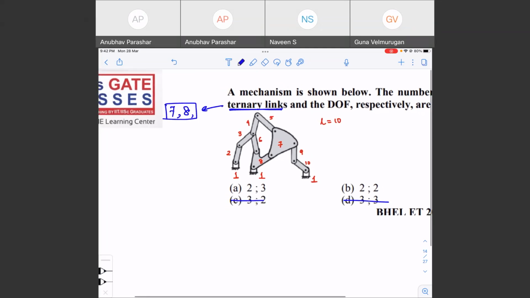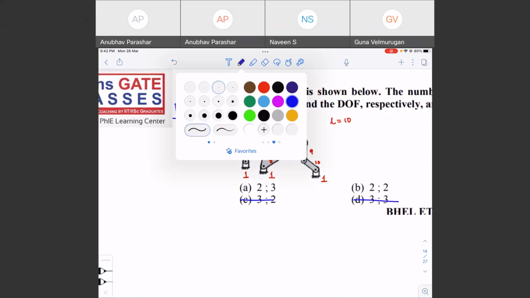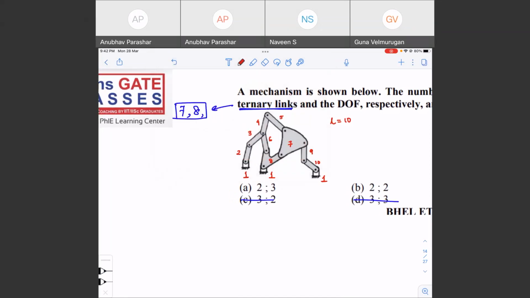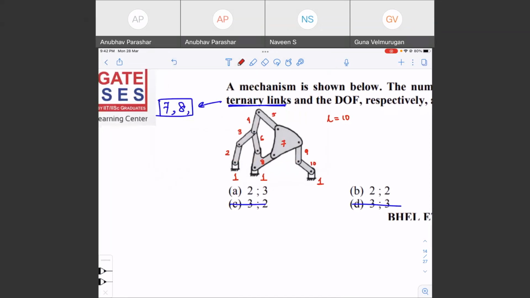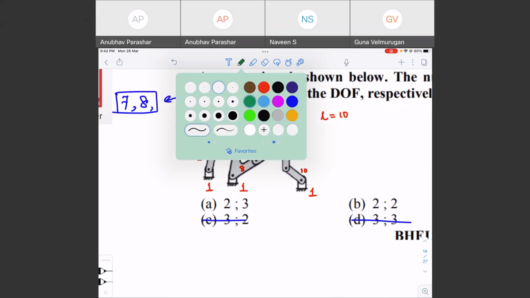Okay. So if I talk about binary joint, ternary joint, can you give me? This is not part of the question, but definitely you'll have to use this. Let us see all the binary joints first. How many binary joints are there? Let us see how many binary joints are there.